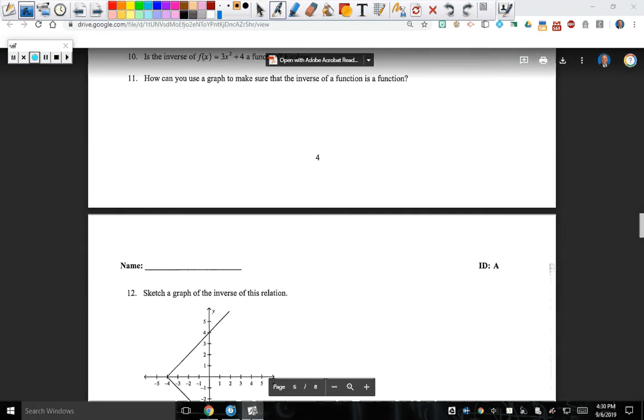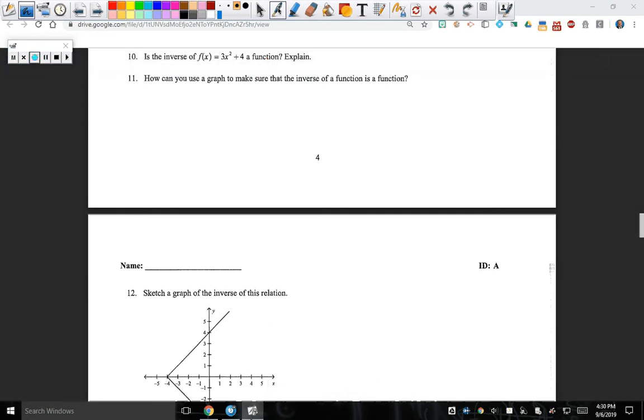Alrighty, so let's look at questions 11 through 15. 11 says, how can you use a graph to make sure that the inverse of said graph is a function? Okay, so we're saying, how can we use this graph to make sure that its inverse is going to be a function? So let's say that we have this graph right here.